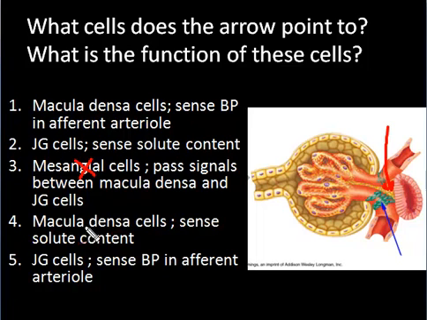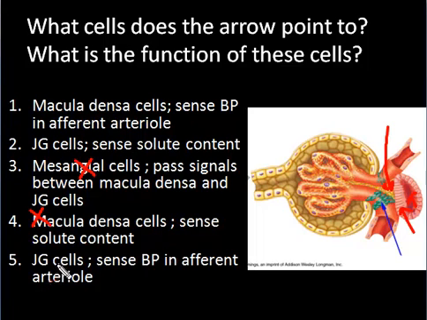Let's look at the fourth choice, which says macula densa cells and to sense solute content. The function of macula densa cells is to sense solute content, because filtrate is what flows through the distal convoluted tubule, and that will have solutes in it. But the arrow is not pointing to these macula densa cells, hence this is not the correct answer.